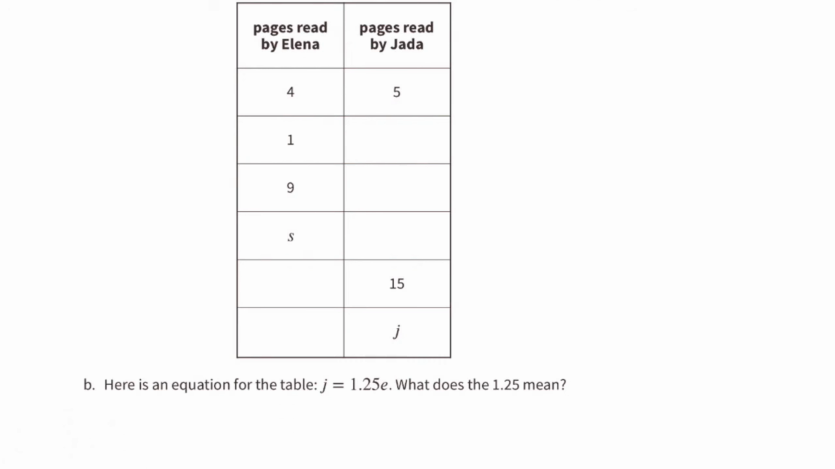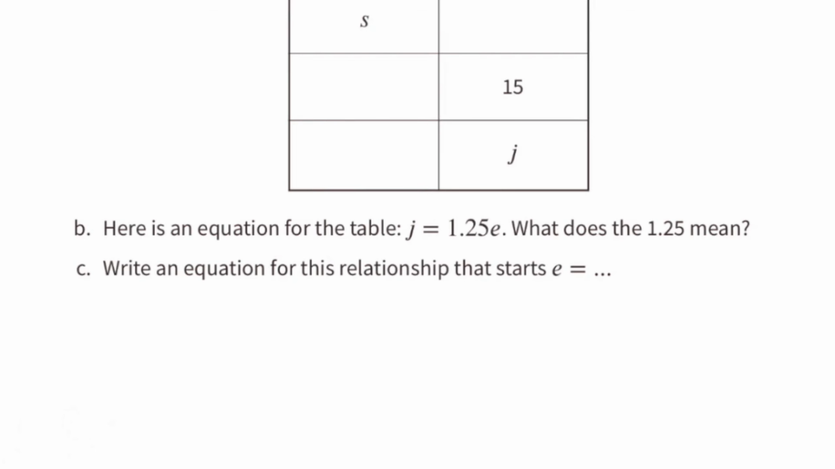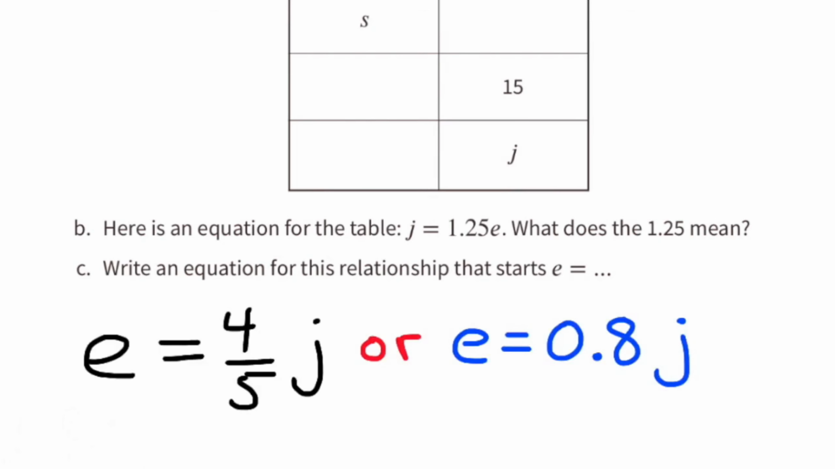B. Here is an equation for the table. J equals 1.25 E. What does the 1.25 mean? It means that Jada reads 1.25 pages for every 1 page that Elena reads. C. Write an equation for this relationship that starts E equals. That equation would be E equals 4/5 J or E equals 0.8 J. That means that Elena reads 4/5 of the pages Jada does, or Elena reads 8/10 the pages that Jada does.